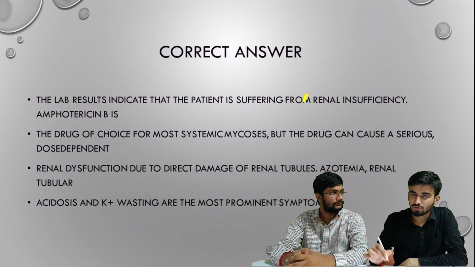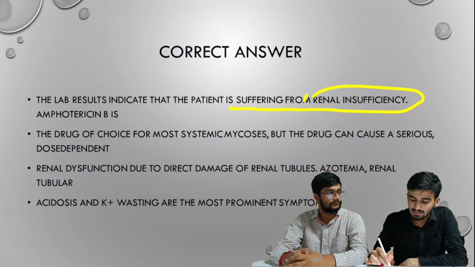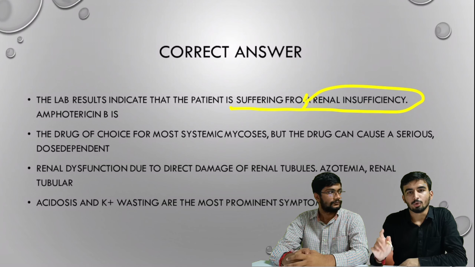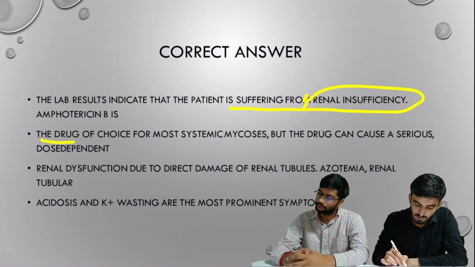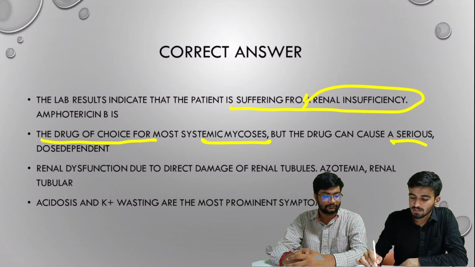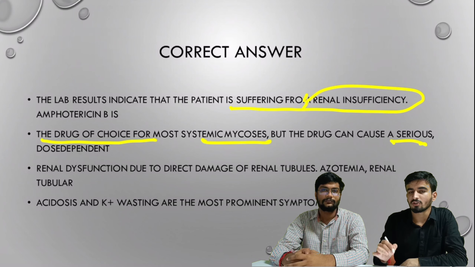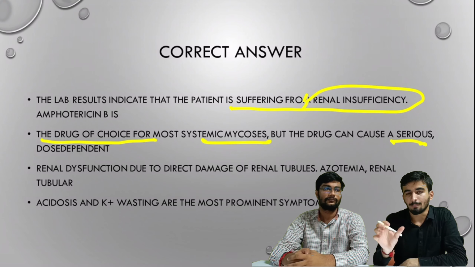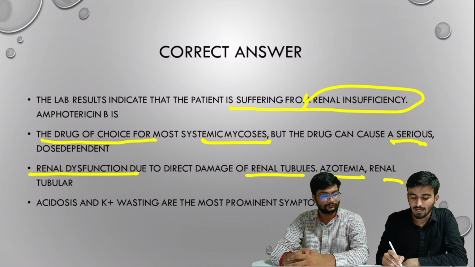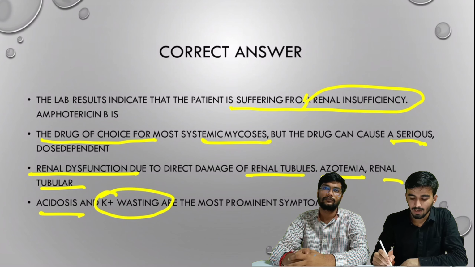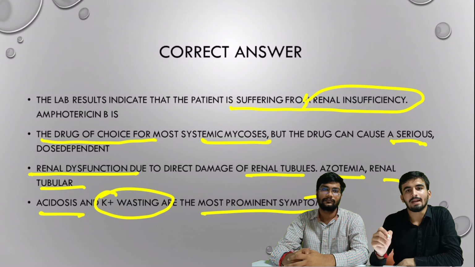In this patient, the clinical question already gives some of the urine analysis, which suggests renal insufficiency: increased creatinine and plasma urea. So we have to rule out renal insufficiency and find which drug is causing the side effect for this patient. Amphotericin B is the drug of choice for most systemic mycoses, and it causes serious dose-dependent side effects. So we have to check renal function before giving it to a patient with an opportunistic candidiasis infection, because amphotericin B causes renal dysfunction due to disturbance of renal tubules, azotemia, and renal tubular acidosis, and potassium wasting causing hypokalemia. The most prominent features are anemia and hypokalemia.